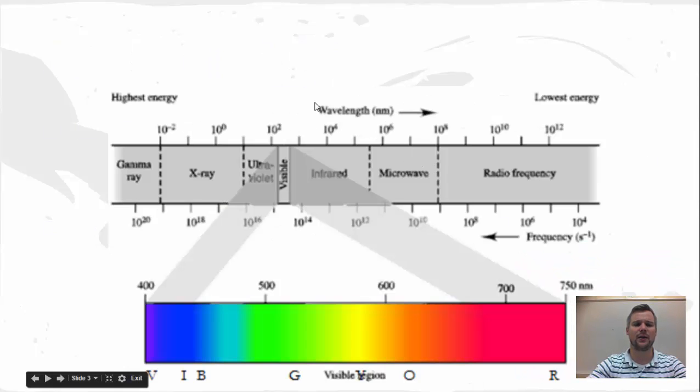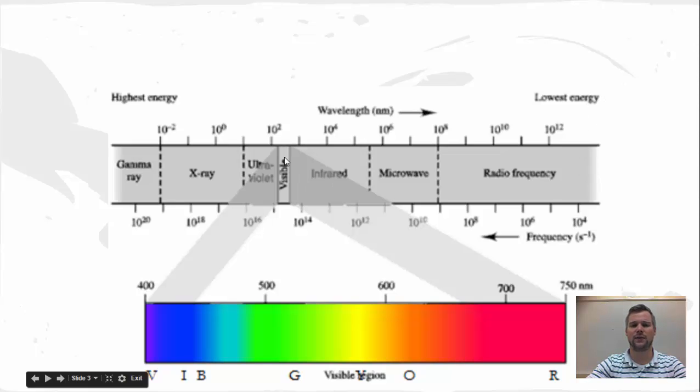And then we have this spectrum. This is showing how what we just talked about looks like on a visual graphic. We have our gamma rays, which have high energy. They can hurt you. We have radio waves, which have low energy. These ones can't really hurt you.